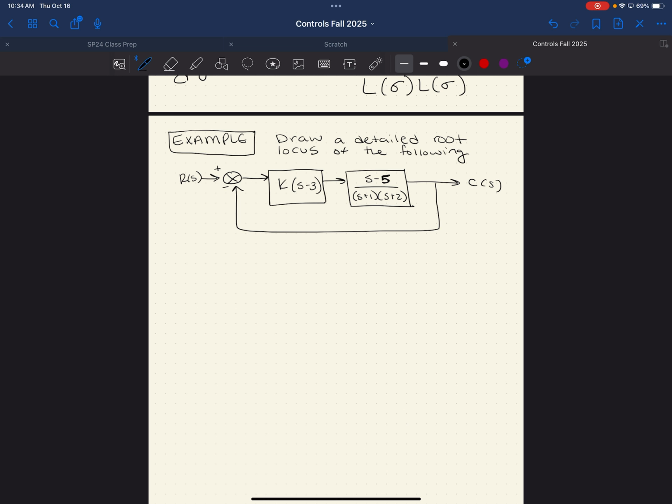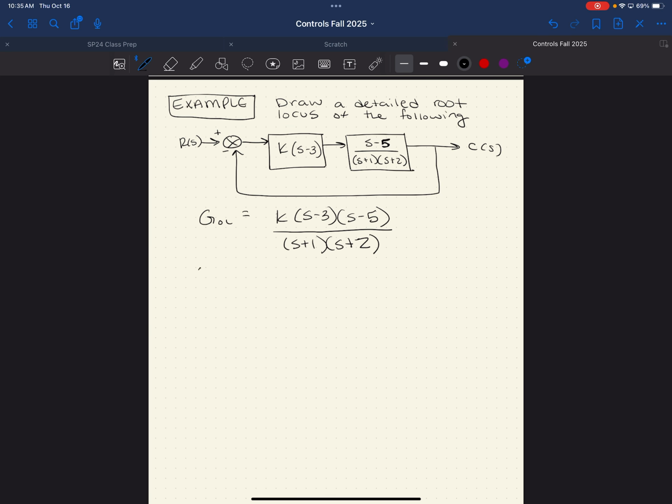Okay, here we go. Let's try to figure out the open loop transfer function. What type of simple block diagram form is this? Series. Cascade, which means that we do what to make them into one? We multiply them. Very good. Okay, so this should be k, s minus 3, s minus 5 over s plus 1, s plus 2.